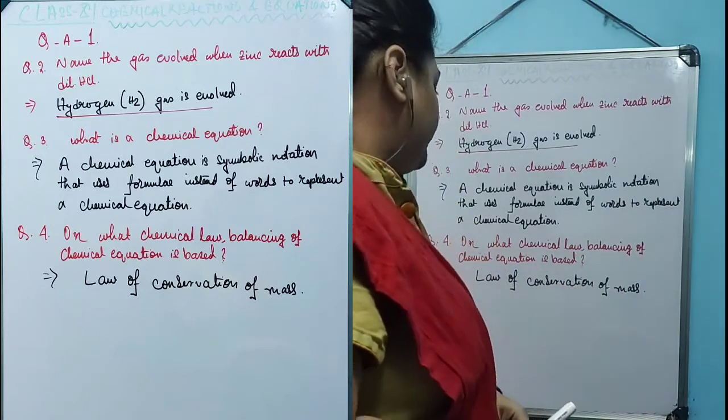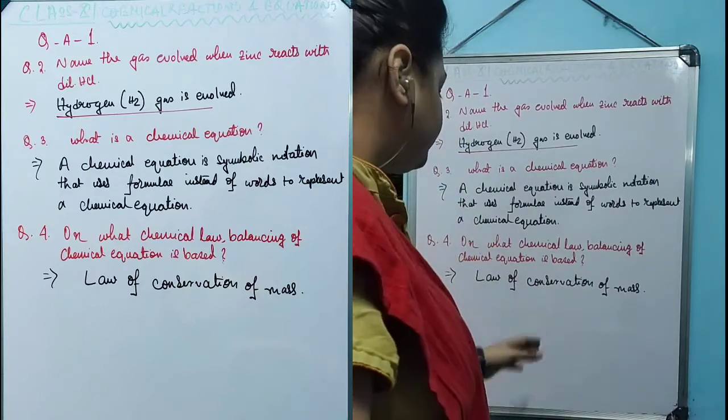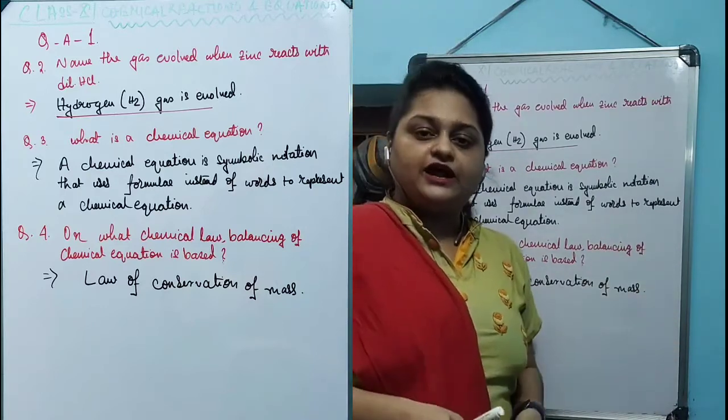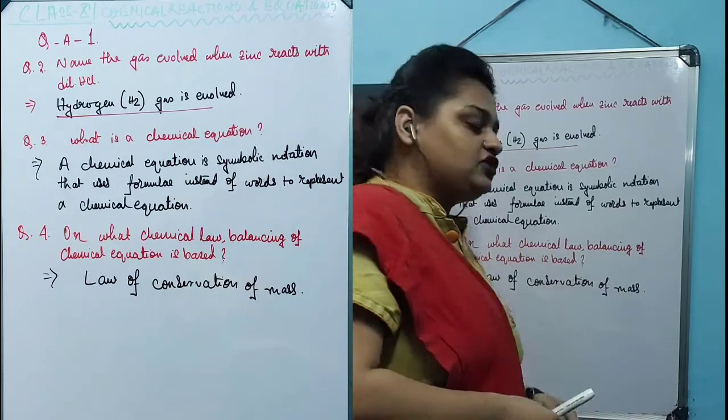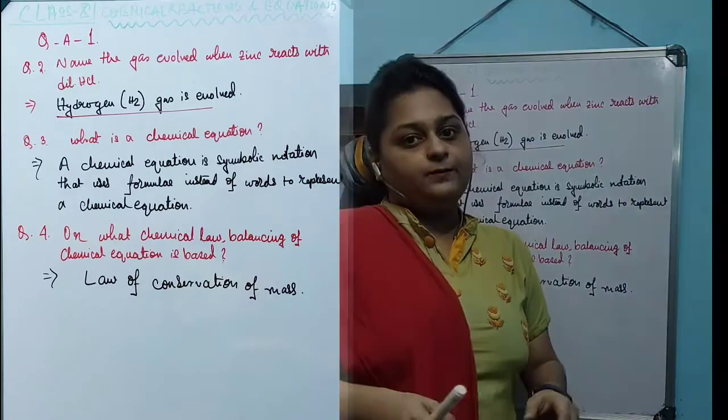The fourth question is, on what chemical law is the balancing of a chemical equation based? The law on which the balancing of a chemical equation is based is the law of conservation of mass.